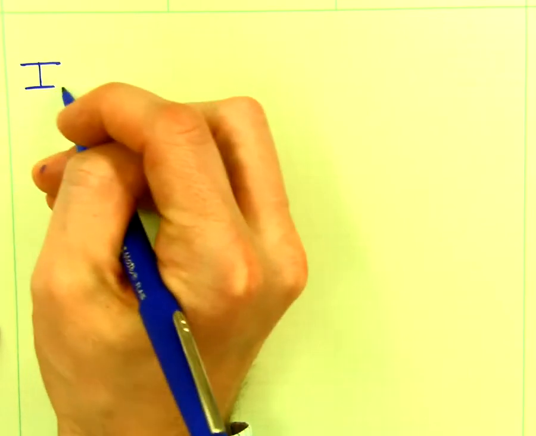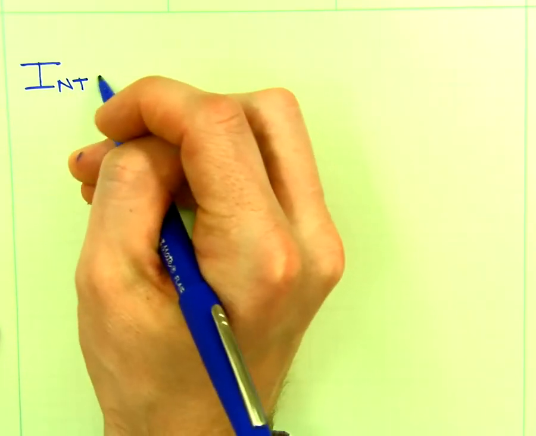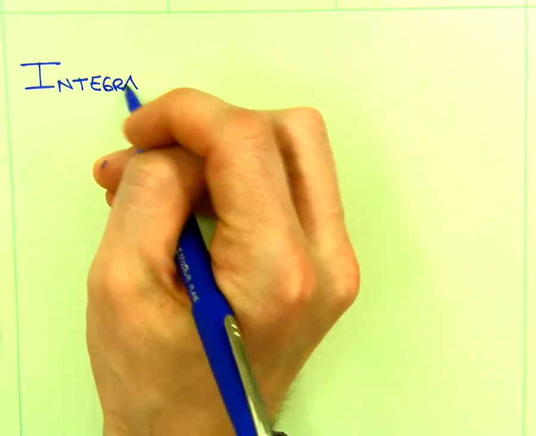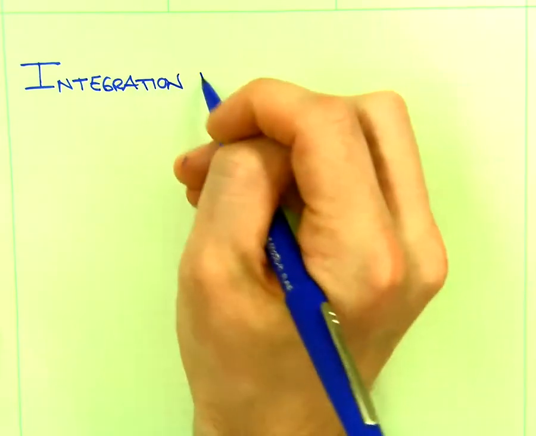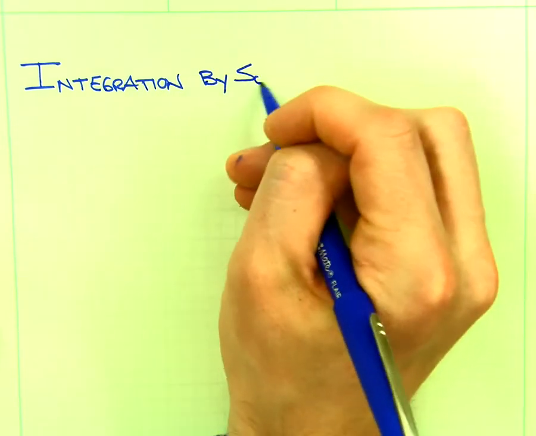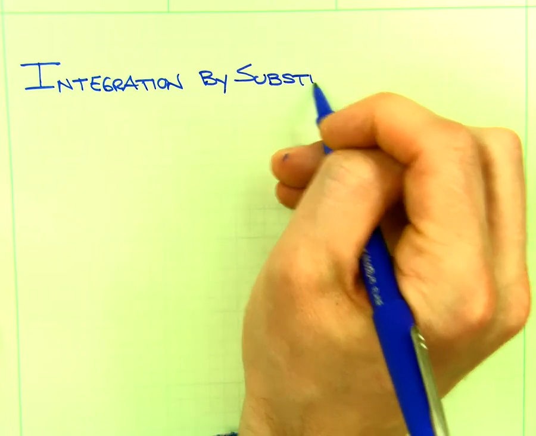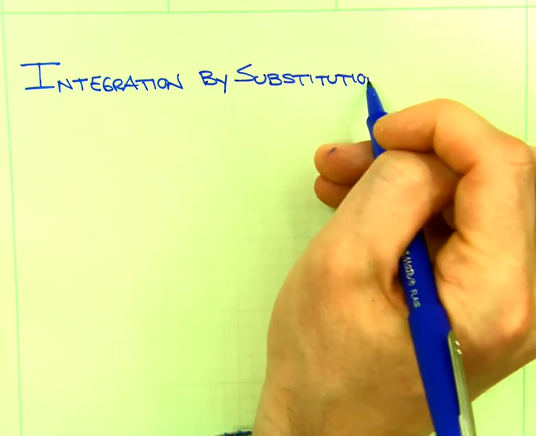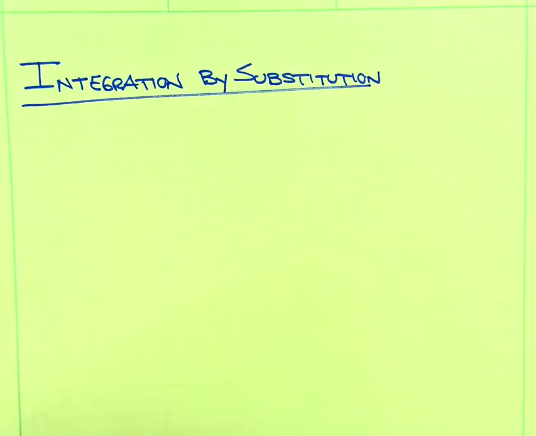So the overall title of today's notes is Integration by Substitution. And we've got two objectives. One is to use pattern recognition to find an indefinite integral, and the other is basically just to give you the functions of what a composite function looks like.